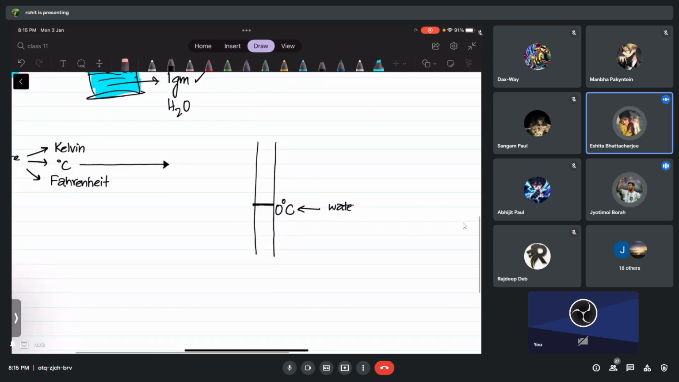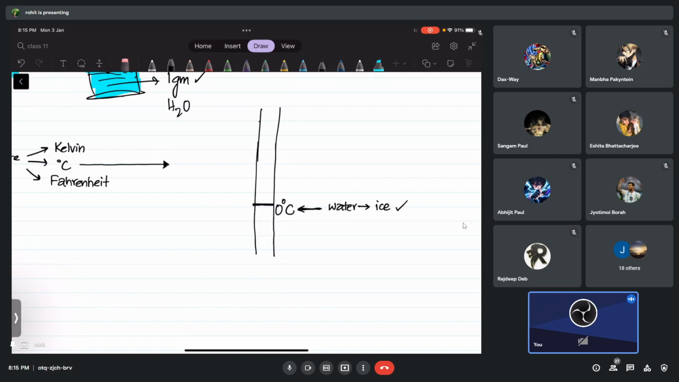Water becomes ice. Water will become ice at this temperature. Then there's 100 degrees Celsius also, obviously. Very nice temperature, right? We know what happens here. Tell me what happens. Water boils, or evaporates. Water becomes vapor. Yes, that is correct. So these are two temperatures we know.